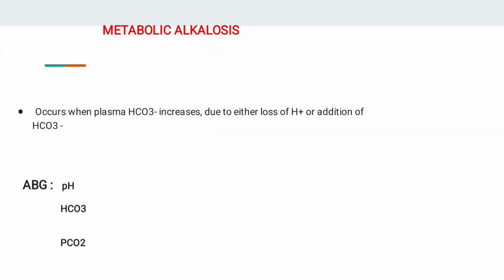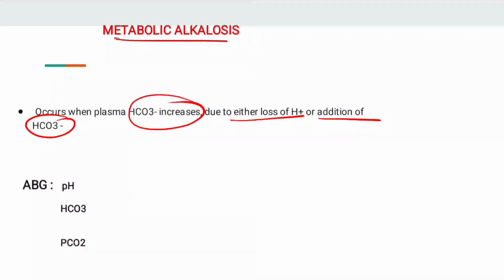The next one is metabolic alkalosis. It occurs when the plasma bicarbonate ion level increases due to the loss of H plus or addition of bicarbonate ion. How will the ABG picture look? As it is alkalosis, the pH will obviously be increased, more than 7.45, and HCO3 will be more. To compensate, the respiratory compensation will be acidosis. The PCO2 value should be increased.